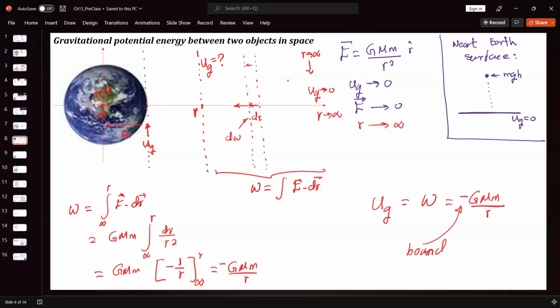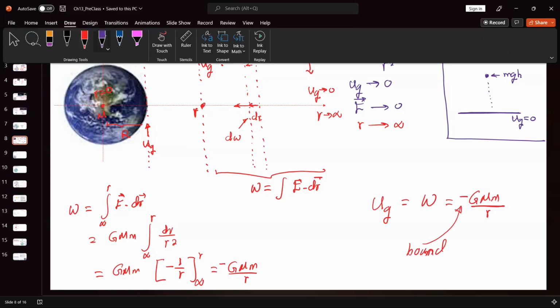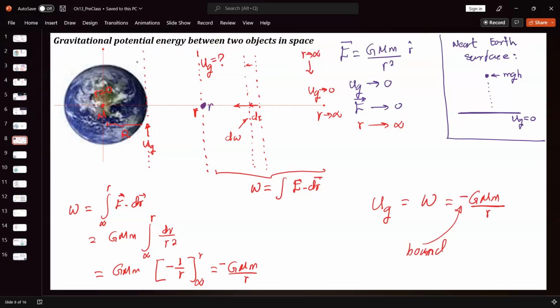So the bound means, if I have a mass m object right here, that particular object has this amount of energy, right? Negative GMm over r, which means if I want to move that object in or out, then I have to apply external energy. That's the idea of bounding. So we generally call it a bound orbit. That is an extremely important concept in terms of satellite motion.